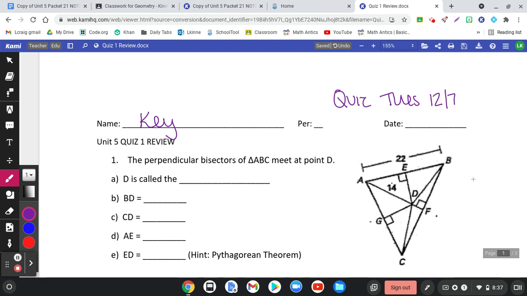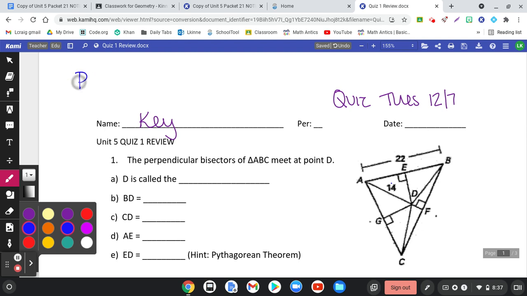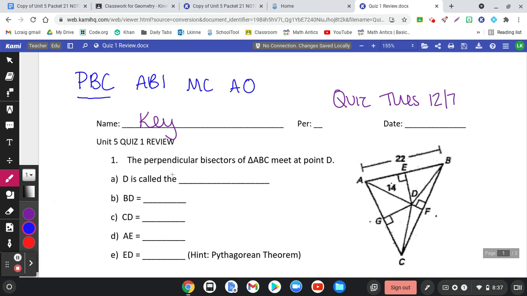First of all, our sentence, which you should definitely remember, it'll help you with the terms. Peanut butter cookies are better in milk chocolate and Ovaltine. All right, so this stands for perpendicular bisectors make up your circumcenter. So if you look at the first question, the perpendicular bisectors of ABC meet at point D. So that means that D is your circumcenter.